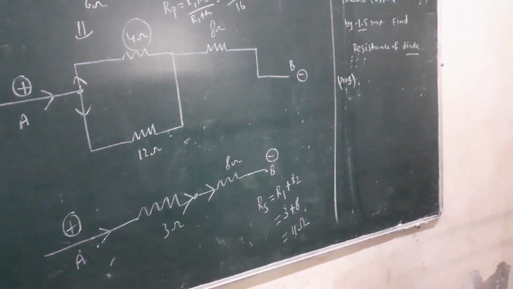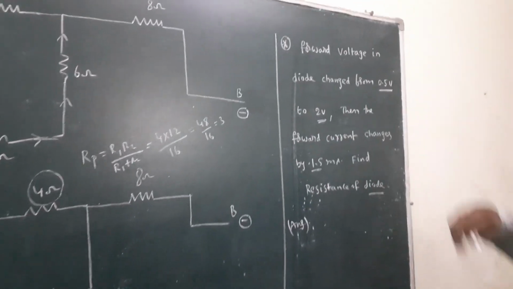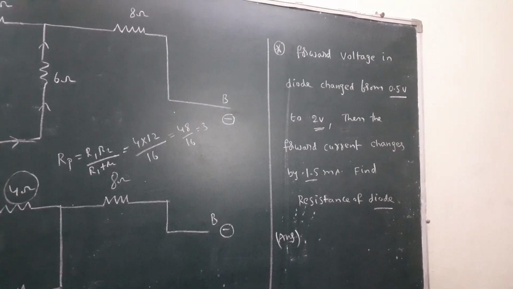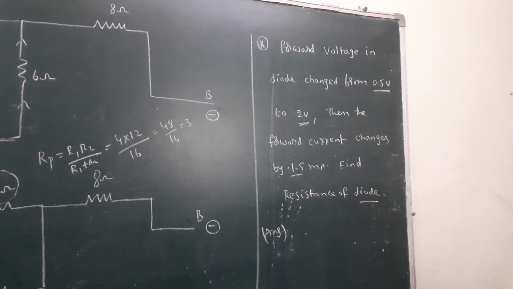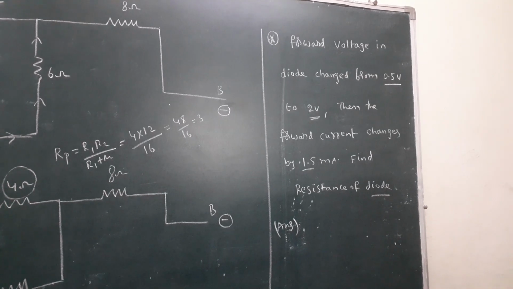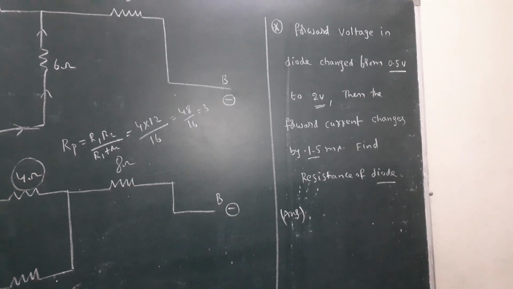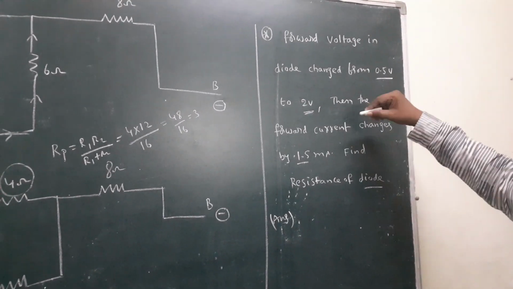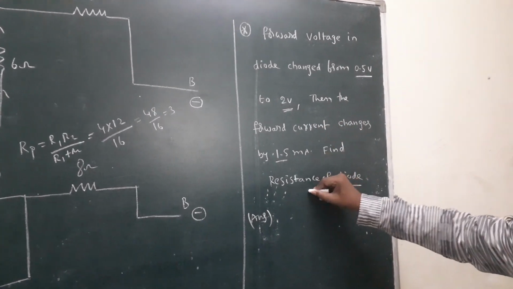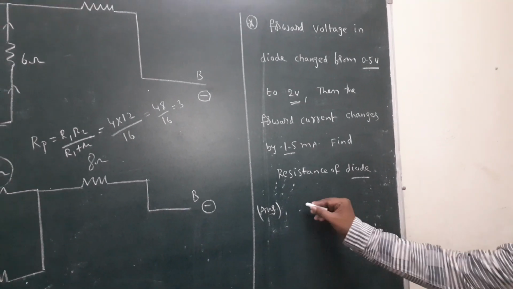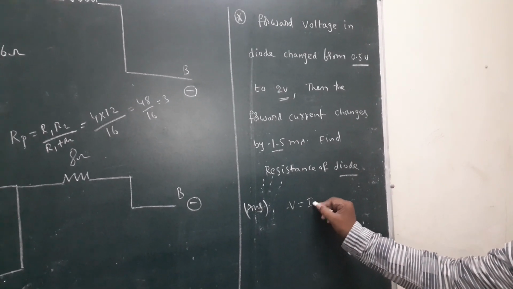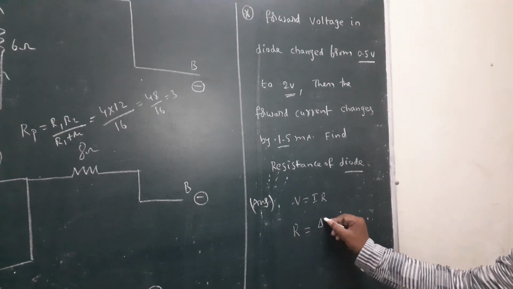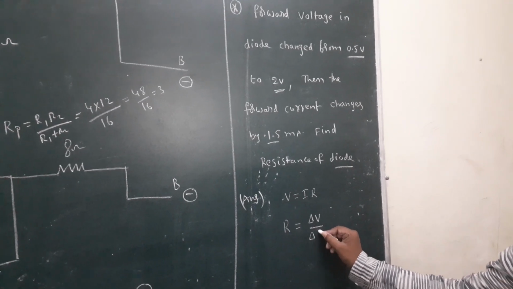Next problem, see here. The forward voltage in the diode changes from 0.5 volts to 2 volts. Then the forward current changes by 1.5 milliamperes. Find the resistance. Actually, voltage is given, current is given, find resistance. Ohm's law, V equals IR. To find resistance, R equals V by I. It is written as delta V by delta I.